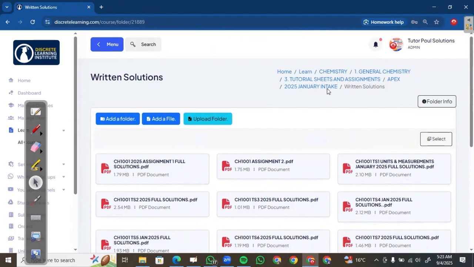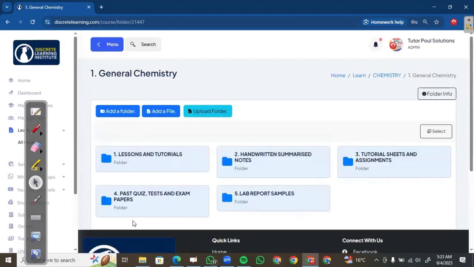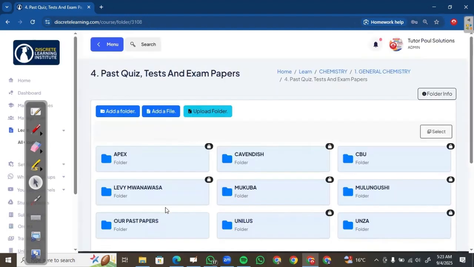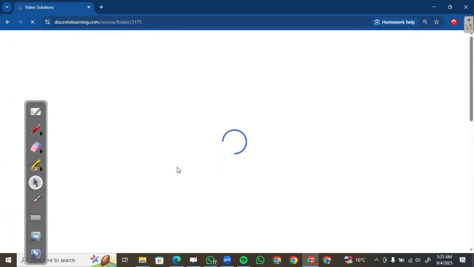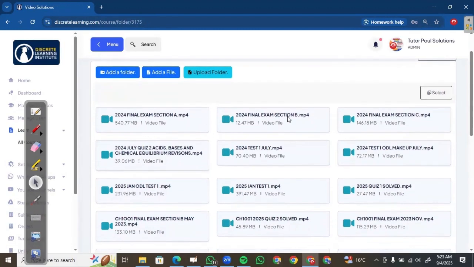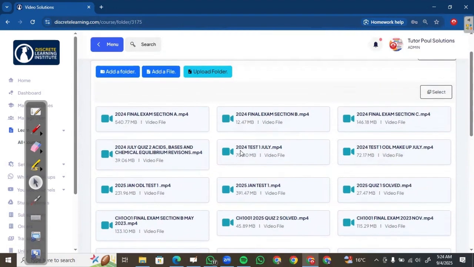So that's how you can access the tutorial sheets or the assignments. But if you'd like to access the past papers, then you have to go to this folder here for the past papers. You're going to find quiz papers there, solved videos, and there are also some written solutions. So you go to Apex. You also find videos on exam papers. If I go to the videos there, you see that there are videos there for some exam papers, for some tests, for some quizzes. You can access all these and learn at your own time to prepare for your exams.